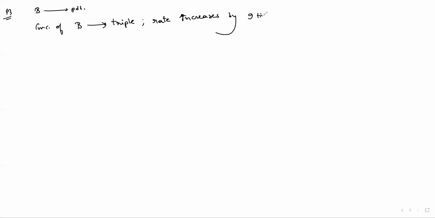Next question, question number 3. B converts to product. Okay. If concentration of B triples, rate increases by 9 times. Find the order.